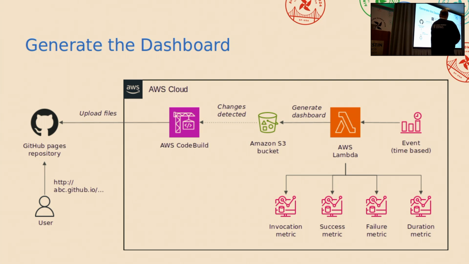For actually generating the dashboard, again, it's a time-based event triggering a Lambda. The Lambda is just running a Python script, which builds out the static website. The website gets uploaded to S3, and then that goes to github.io, which is the public interface. So our dashboard is actually hosted here on github.io, and that's pulling all the data from the CloudWatch metrics that I mentioned earlier.